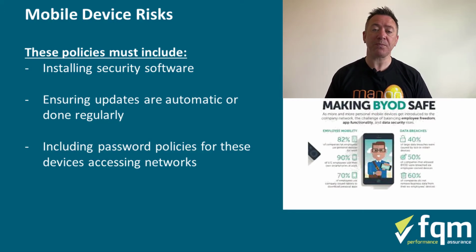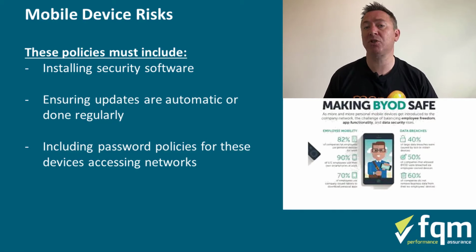Try to ensure that they either automate this so that when new updates come, these are implemented as soon as possible. It's also important that we include a level of password protection as well. Yes, it is the individual's device, but if we don't have extra levels of barriers in place, we want to ensure that they have passwords associated to these devices.